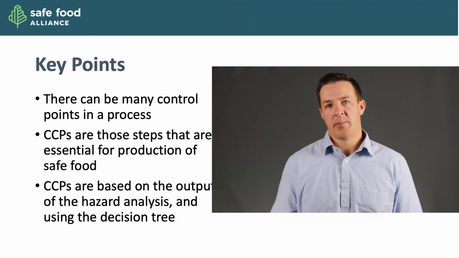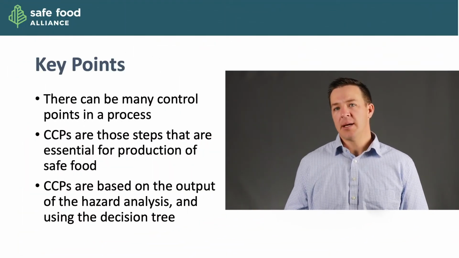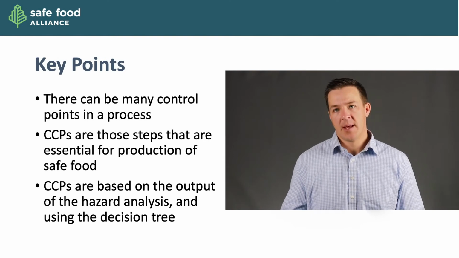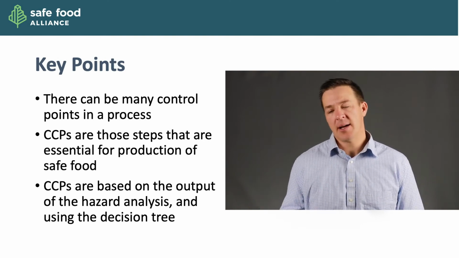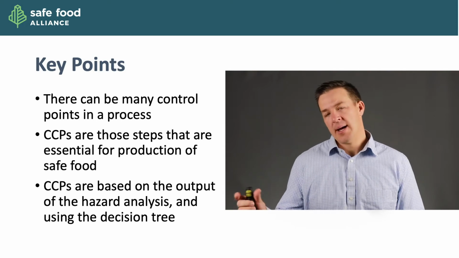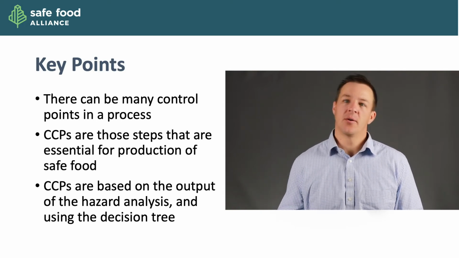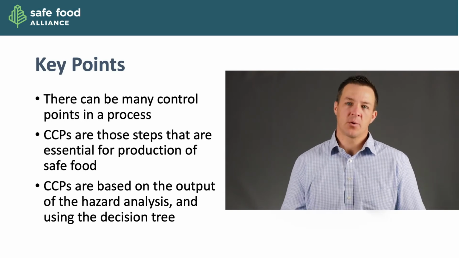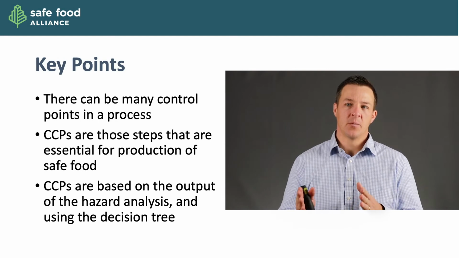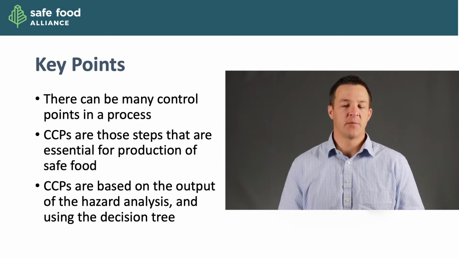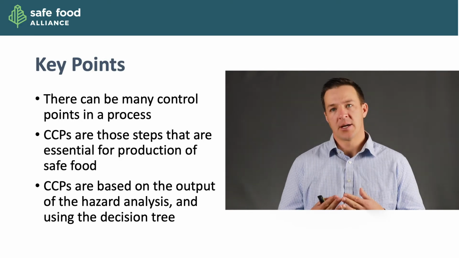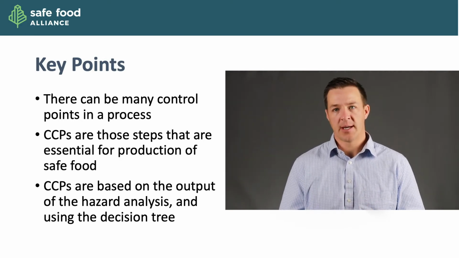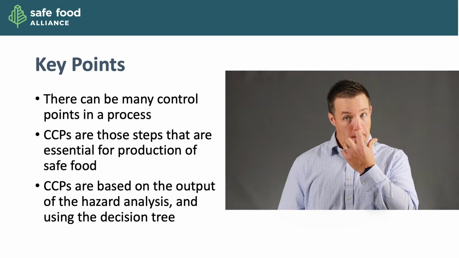Other key points to remember is there may be many control points in a process, and there may be a lot, but typically there are a lot fewer critical control points. The control points may control a portion of a hazard, or they may be combined to control a hazard at multiple steps, whereas with critical control points we're really narrowing it down to one specific step in which a control of a biological, a physical, or a chemical hazard can be applied.